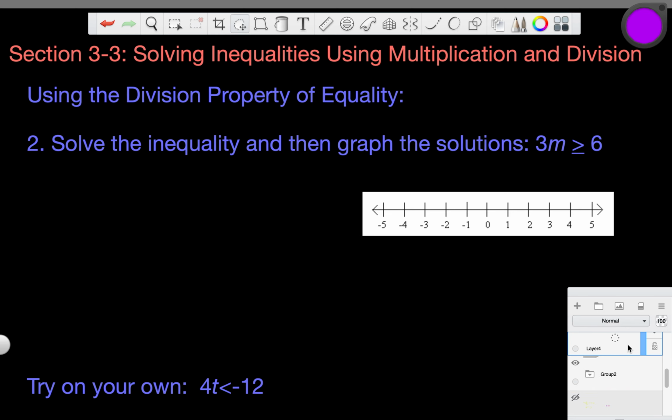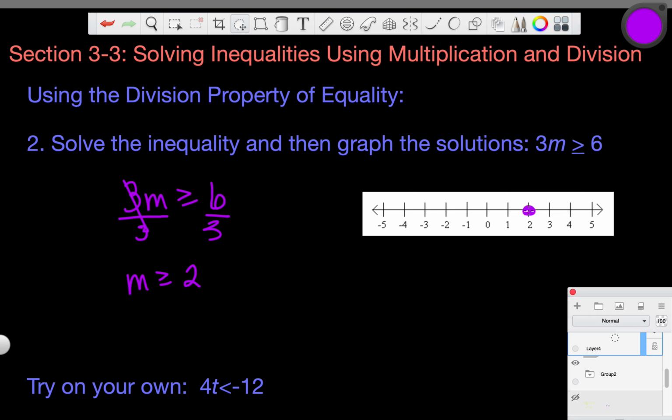So next up, we are going to be using the division property of equality. So all that means is we are taking our inequality, 3m is greater than or equal to 6. We know we need to get this 3 away from the m. If they're just written next to each other, we know that it's multiplication. So we use our inverse property of division. So we get that m is greater than or equal to 6 divided by 3 gives me 2. So greater than or equal to symbol means a closed circle, and it's at 2.